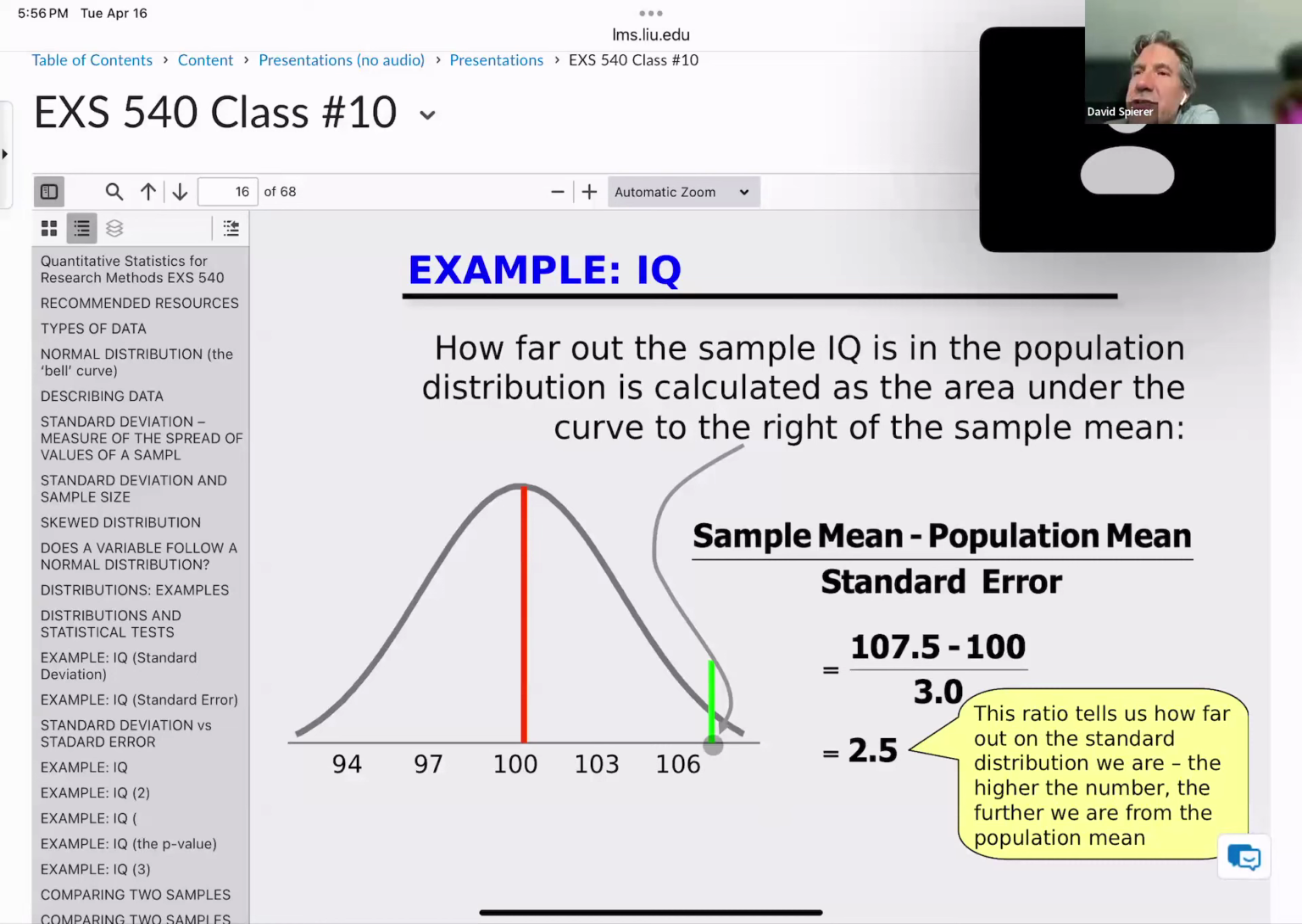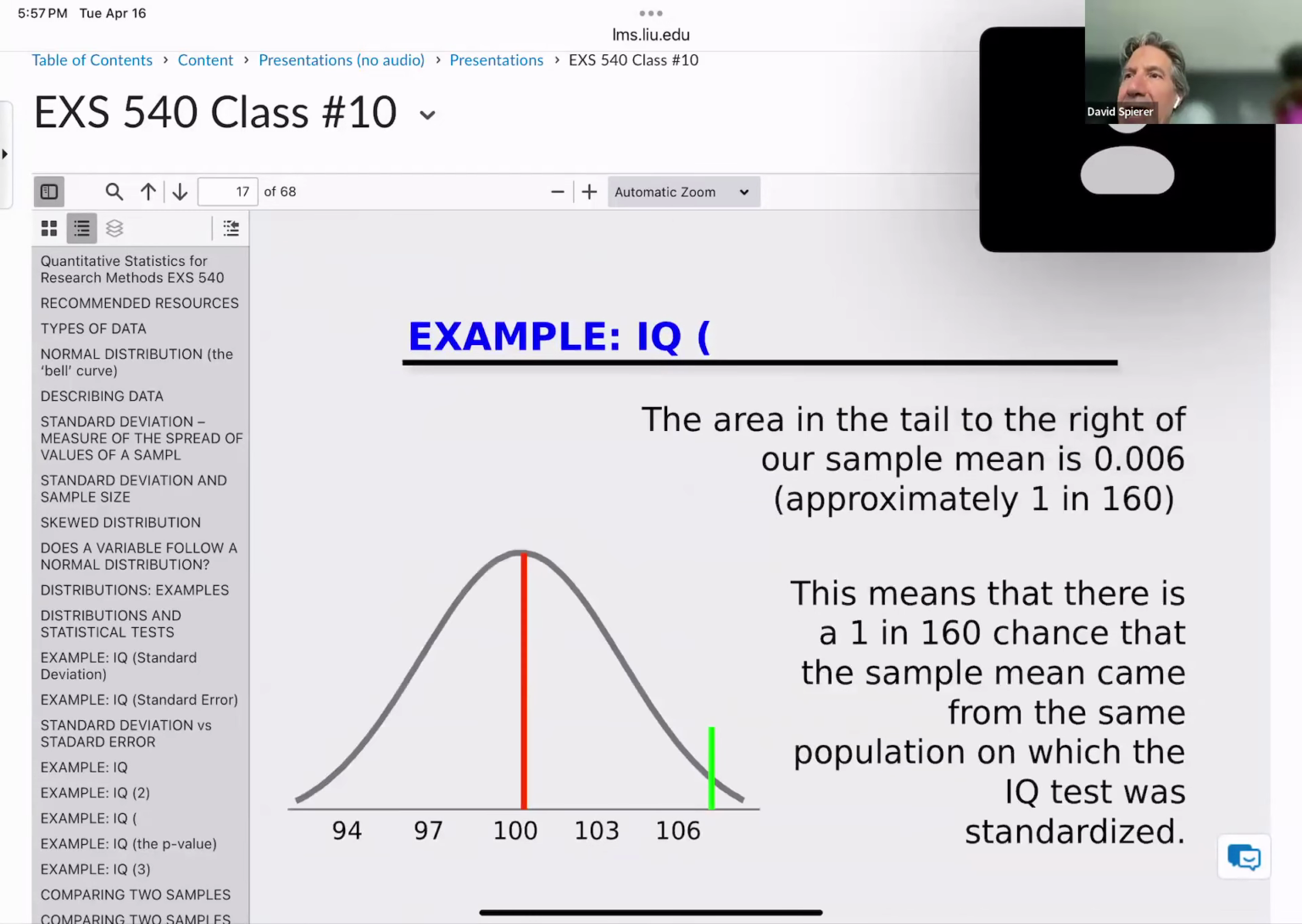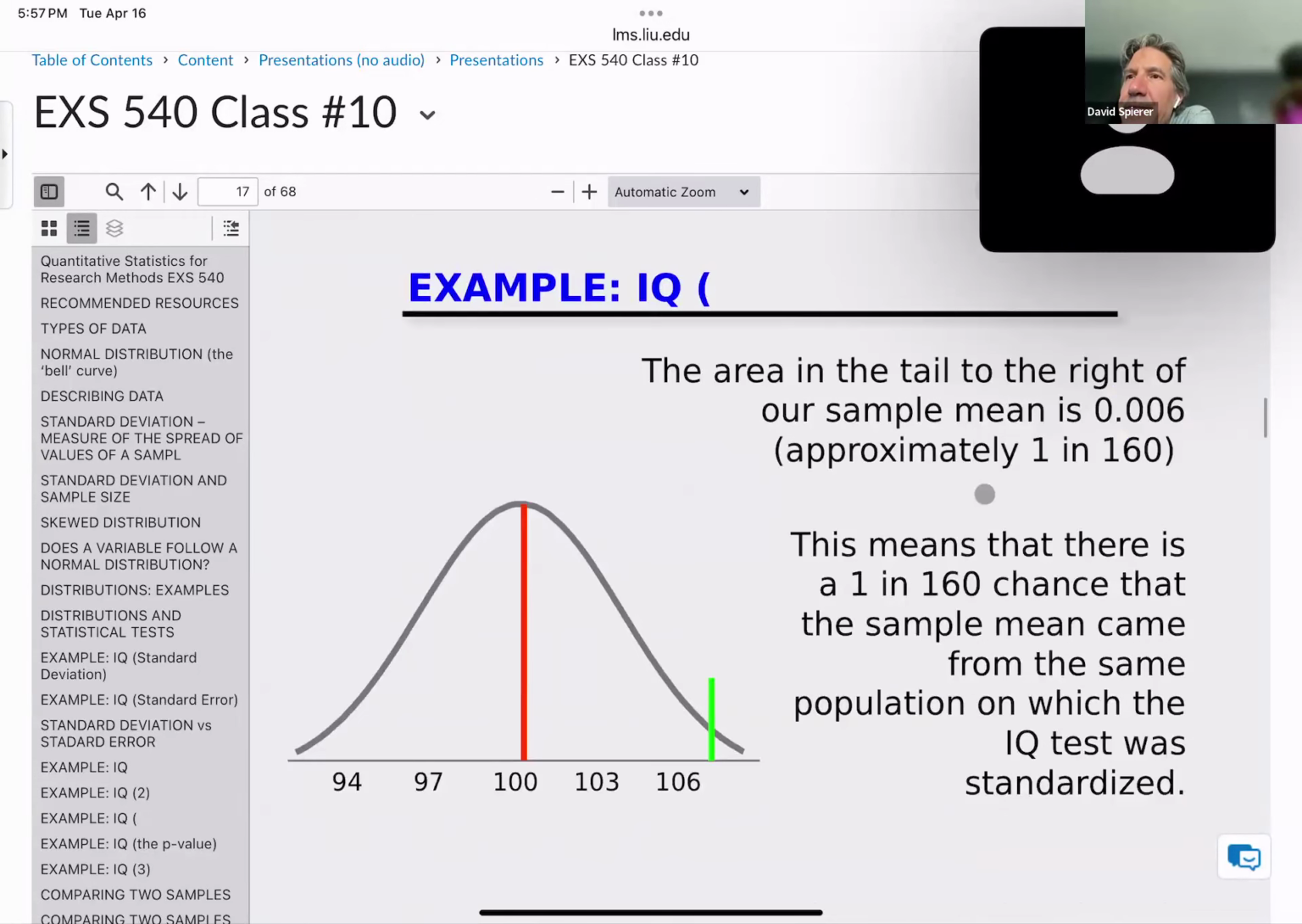Now let's go to here for a second, because I think it all relates to the same thing. When you look at the area here, this little part under this tail, under the gray tail, we're looking to see what kind of chance it is that those 25 people would score an average of 107.5.